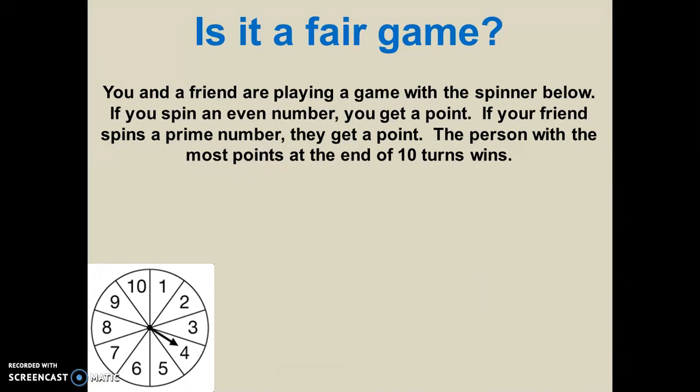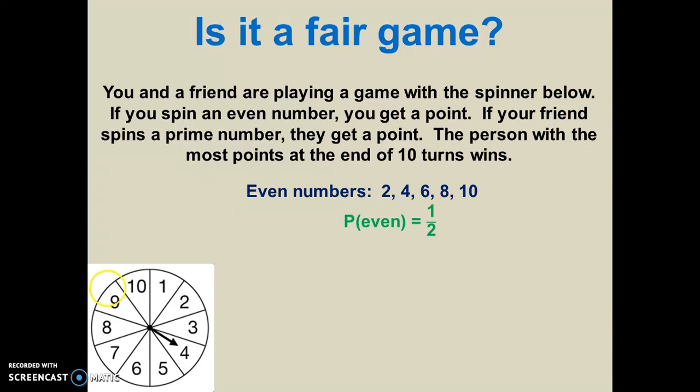Same idea, but this time our spinner is a little bit different. The rules are the same. If you spin an even number, you get a point. If your friend spins a prime number, they get a point. First, let's look at the even numbers. How many are there? For you, you can land on a 2, 4, 6, 8, or 10. So that's 5 numbers out of a total of 10. Your probability would be 5 out of 10, or 1/2. So half of the time you would expect to get a point.